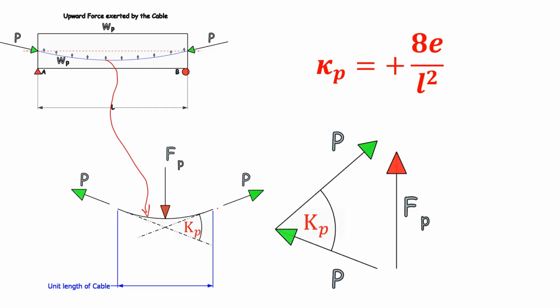So here you can see that the cable is exerting forces P at both the ends, and at the center you have Fp. We don't know what the force Fp is, so we have taken unit length. This Fp is nothing but Wp. Okay, so here if you draw a line at the center, the kappa p is divided into kappa p by 2 and kappa p by 2.